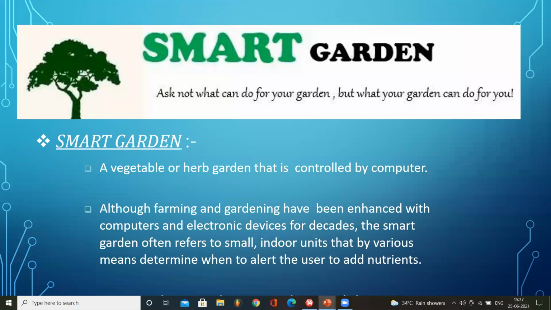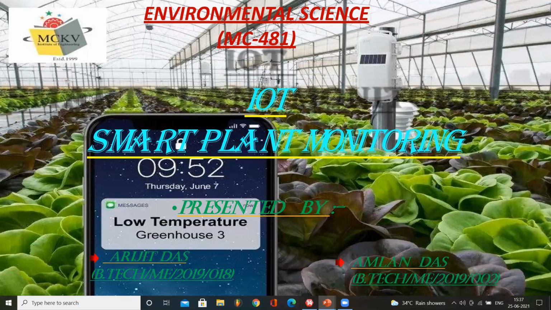A very good afternoon to our respected sir and everyone present here. I, Arijit Das, and my friend Amlan Das are going to present a PowerPoint presentation on IoT Smart Plant Monitoring System. Now we come to the presentation. Slides 1 and 2 are our inaugural slides. Please turn over the slide.